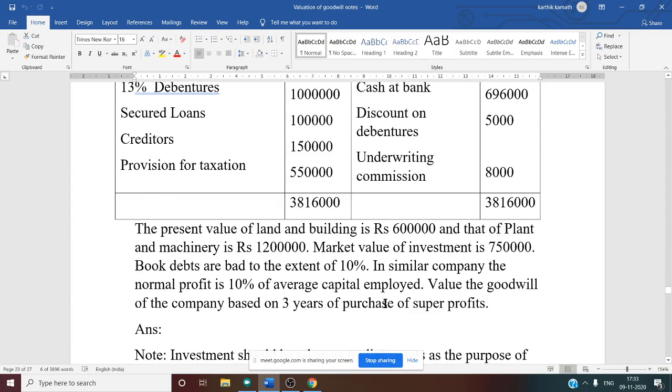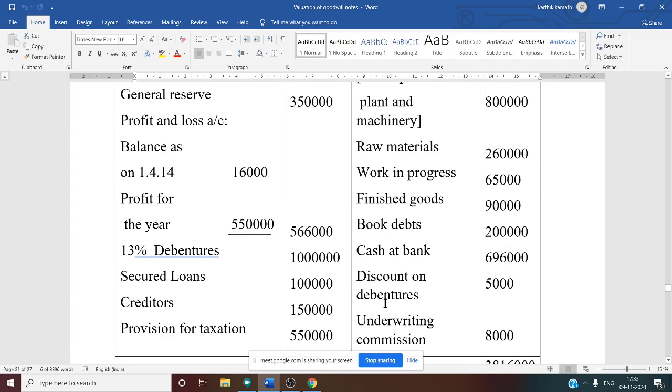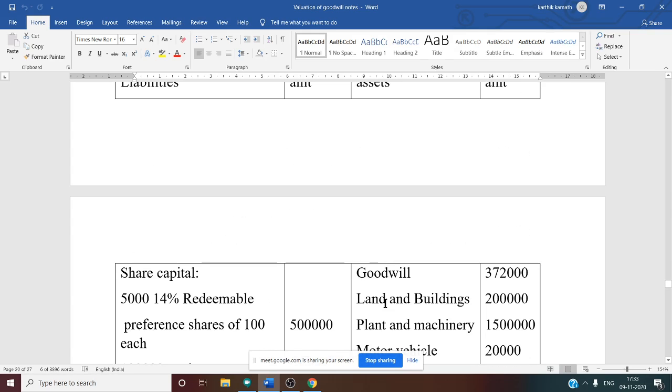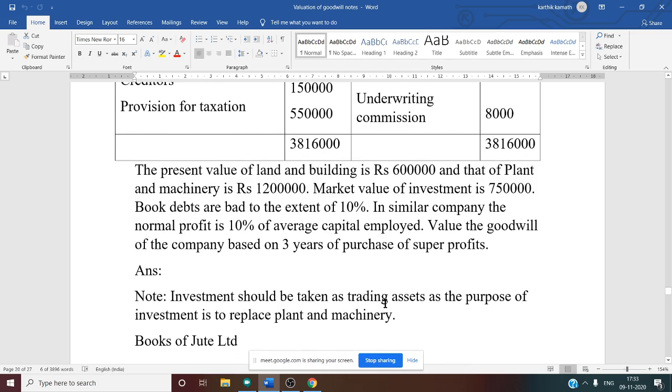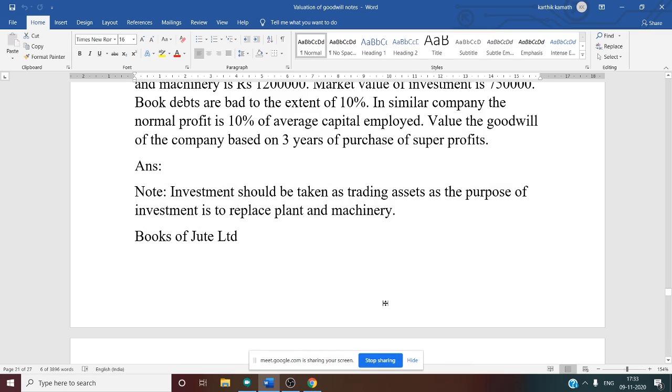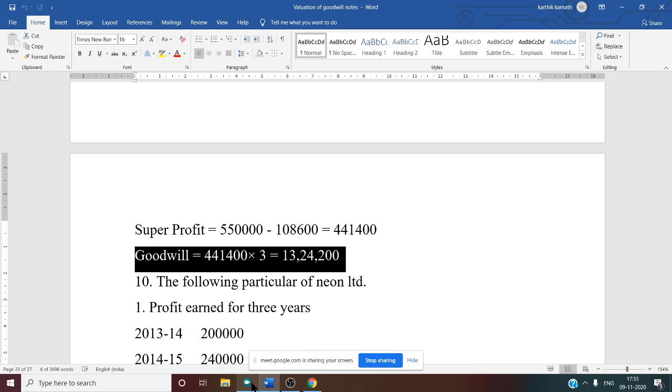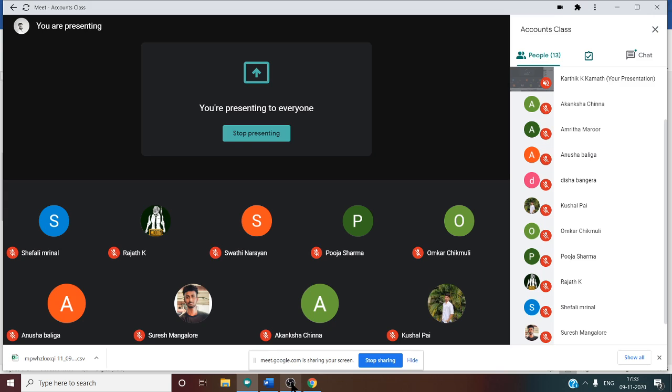See, it is a very simple problem except for the adjustment of investment. That is the one thing different in this problem. All other information is similar. Yes. Any doubt regarding this problem number 9? You can ask now.